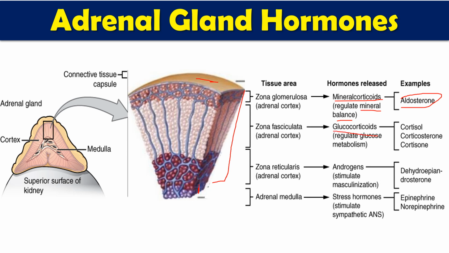As the name suggests, glucocorticoids regulate glucose metabolism and glucose homeostasis in our body. There are three examples: cortisol, cortisone, and corticosterone. Then the innermost layer, near the medullary region, is the zona reticularis. It produces androgens, which normally regulate the masculinization process. An example is dehydroepiandrosterone.